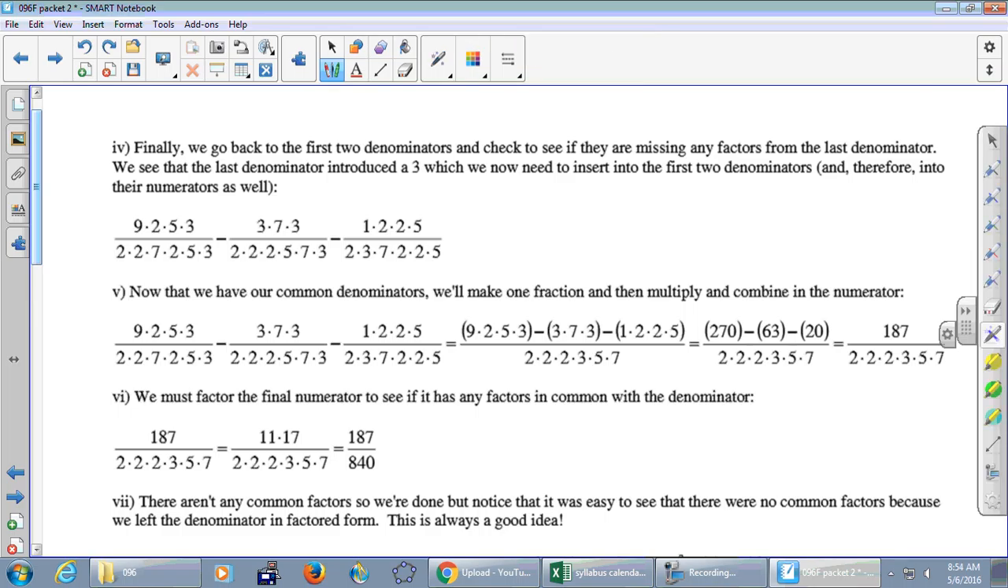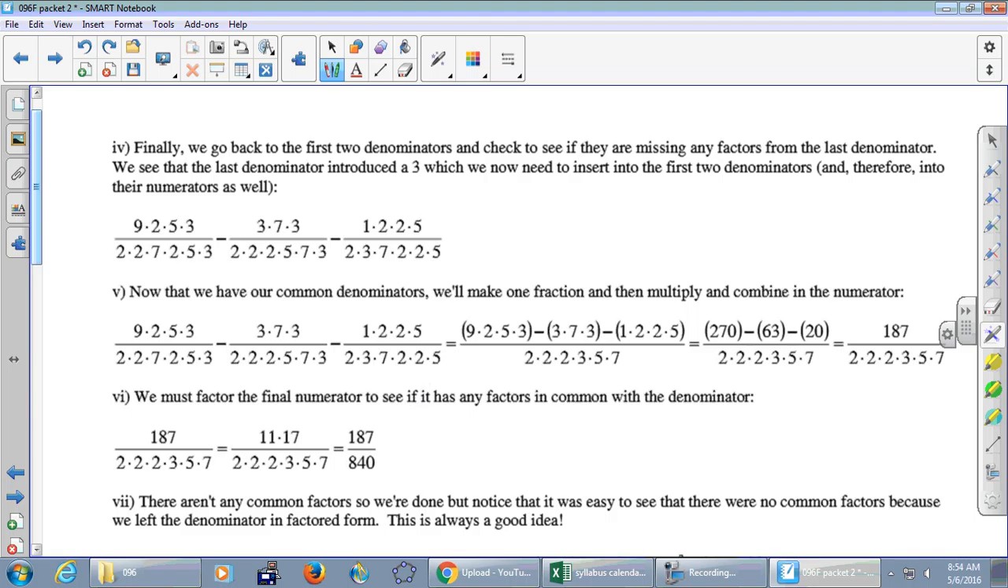And then it's just a matter of smushing them together into a single fraction, right? We had 1, 2, 3 fractions, and we just pushed them over into a single fraction. Notice that we put parentheses around each of the things that were original fractions. And then we just do our subtraction here, and we get 187. And we should check and see if anything cancels, like we should reduce our fraction. It turns out nothing does in this case. So 187 over 840.